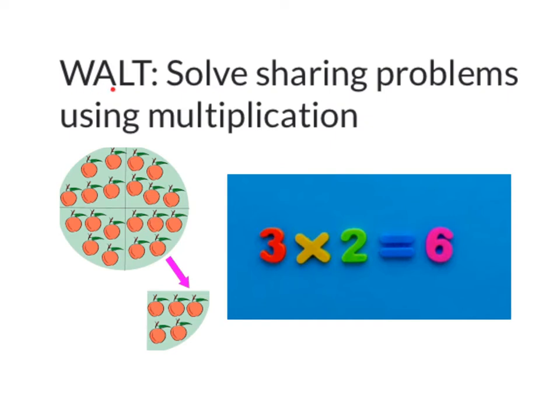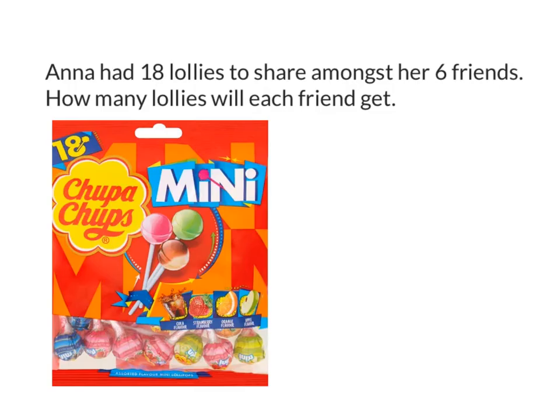We are learning to solve sharing problems using multiplication. Let's have a look at this problem. It says Anna had 18 lollies to share amongst her 6 friends. How many lollies will each friend get? So what this question is asking you to do is to divide the 18 lollies amongst 6 friends and find out how much each person gets.